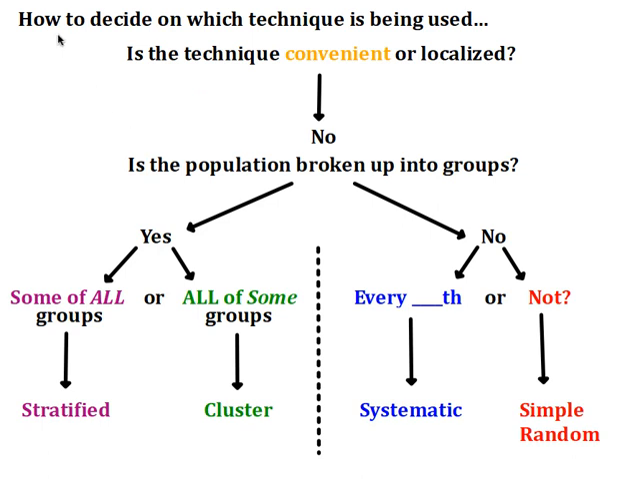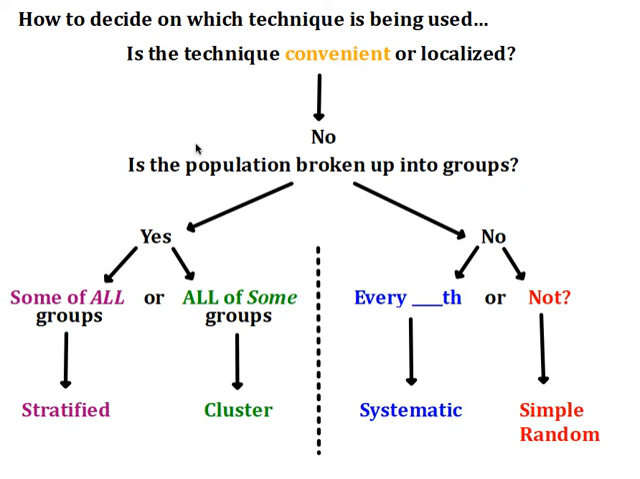Below, or at the top of your page, is this flow chart, and it's how to decide which technique is being used. So the first thing, and the easiest way to go about this, is to decide if the technique being used is convenient or not. Are they asking people local to them? Are they walking down the street? Are they sending in a mail questionnaire? Is it convenient to that person who is asking the questions?